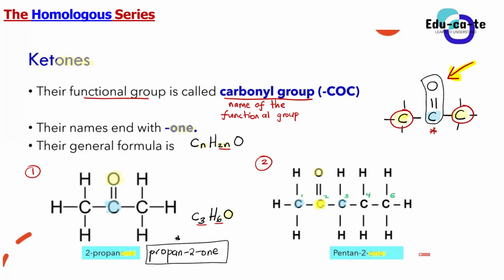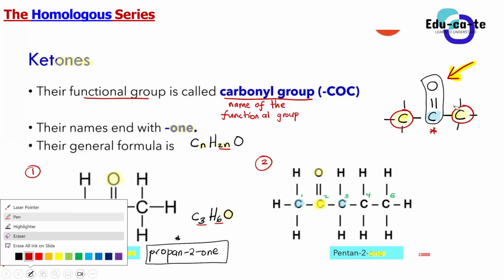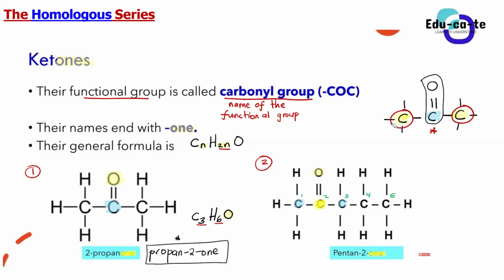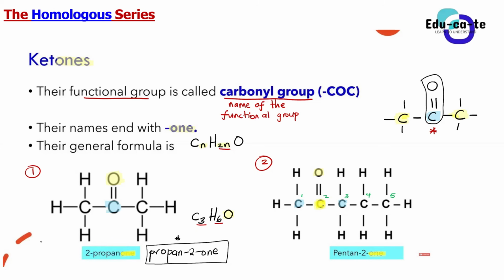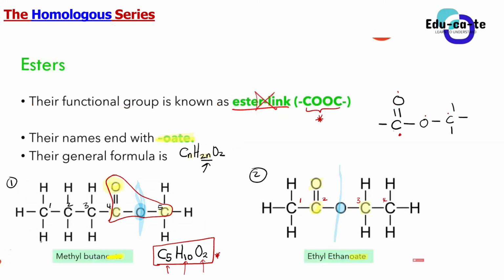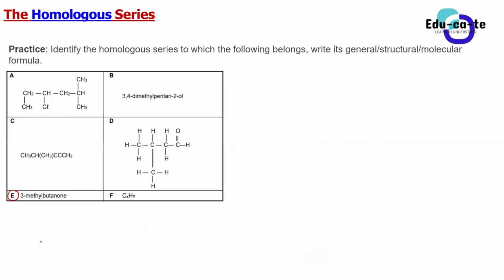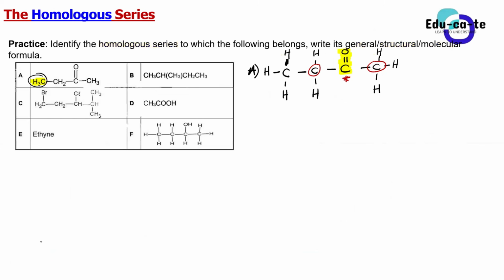Guys, don't guess the homologous series. Take your time, look carefully, because even when you get to the naming part, you will need to know the homologous series. If you cannot identify the homologous series, you're going to have a bit of a struggle when it comes to naming compounds. Because when you're naming compounds, the first thing that you do from a structural formula is identify the homologous series to which it belongs. And how do you identify it? You look at the functional group that is provided in that particular compound.